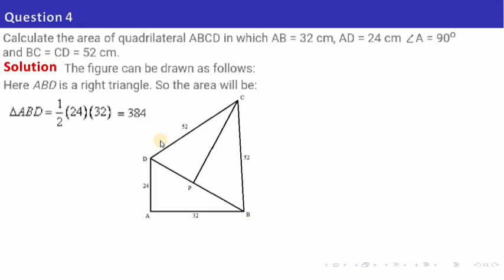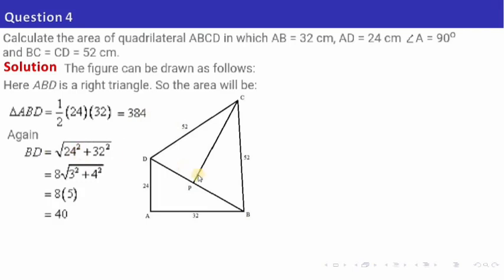Now we will look at BD again. We'll find BD using Pythagoras theorem, which says hypotenuse square is equal to perpendicular square plus base square. So BD square will be 24 square plus 32 square. BD will be the square root, and when you find the square root, you get exactly 40. So BD is 40 centimeter.